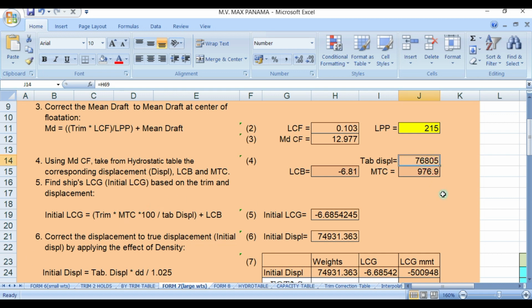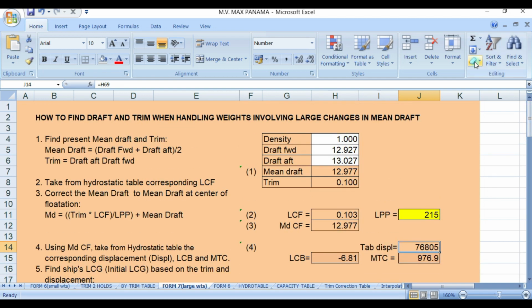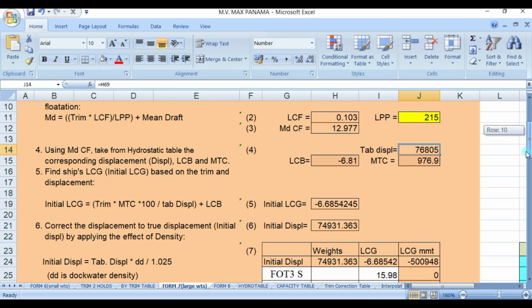Your trim is 10 centimeters, and your MTC is 976.9, times 100 over tabulated displacement, plus LCB. Your LCB is negative 6.81, and the value you will get is negative 6.6854245. Okay, that is number 5.